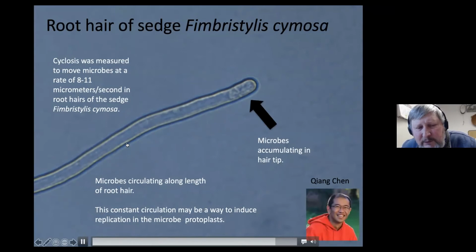This is that sedge again, and it shows kind of the whole thing. And you can see the cyclosis, you can see the movement, the little shadows going around, and you can see at the tip, all these little white things jostling around the tip. Those are the microbes that are accumulating in the tip of that hair. That's how this works. Hairs move the microbes to the tip, and they concentrate them there, and every now and then we'll move one and catch it and move it back. So you have that, but you have concentration right there in the tip.